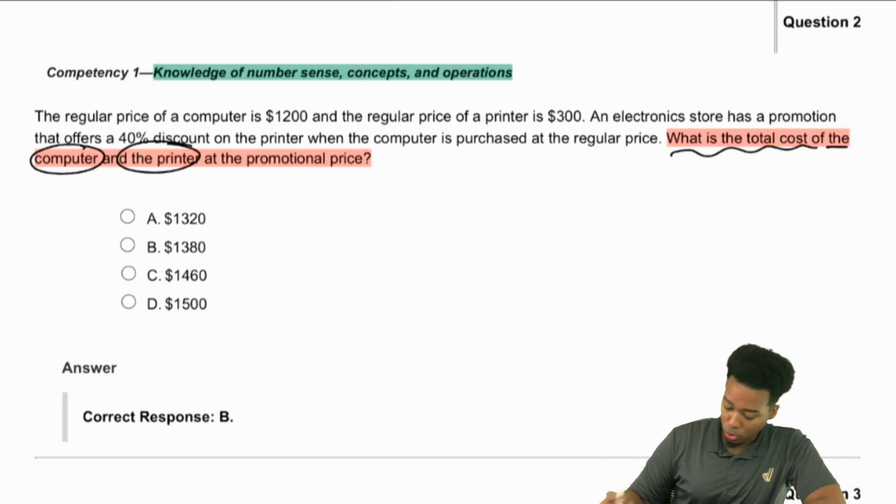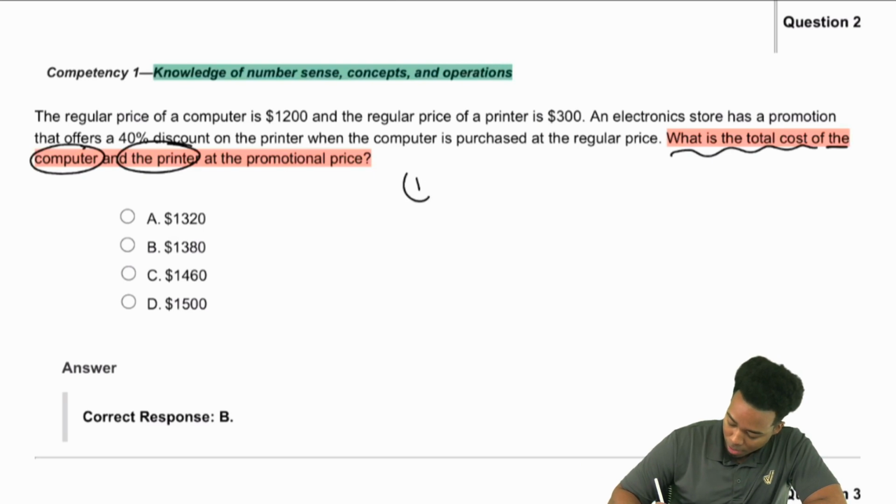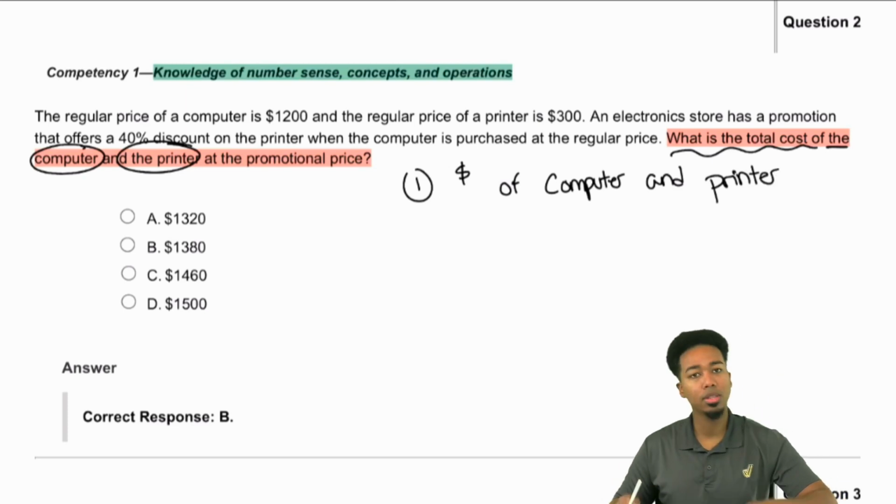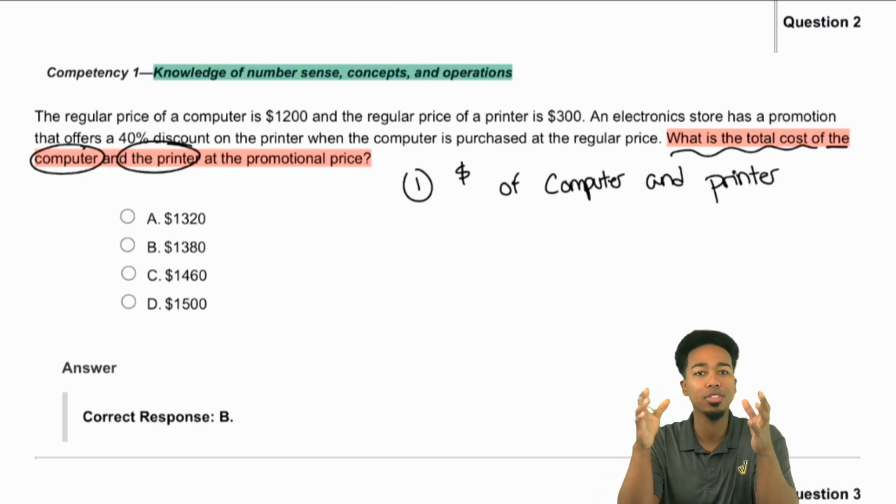So let's go ahead and try this out here. What do we want? Step 1. Well, what I want is the cost of the computer and printer. Sounds good. So I'm going to keep my mind geared toward that from the very get-go.